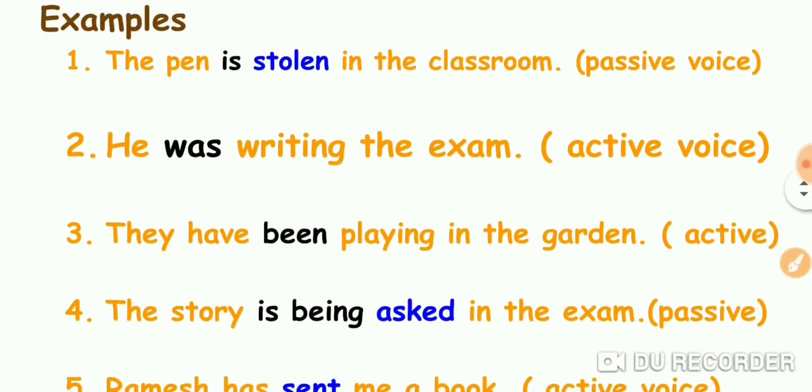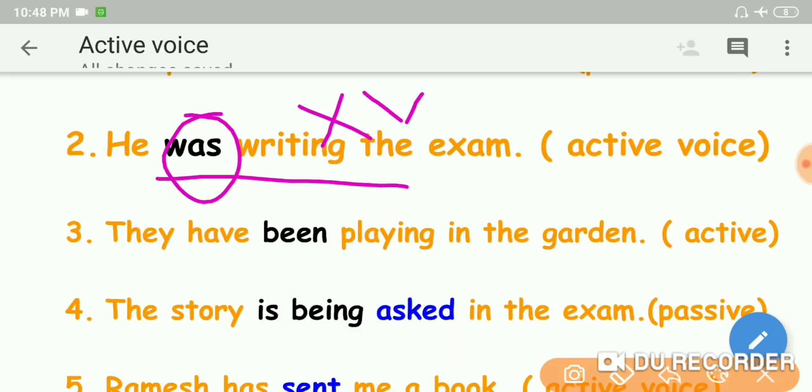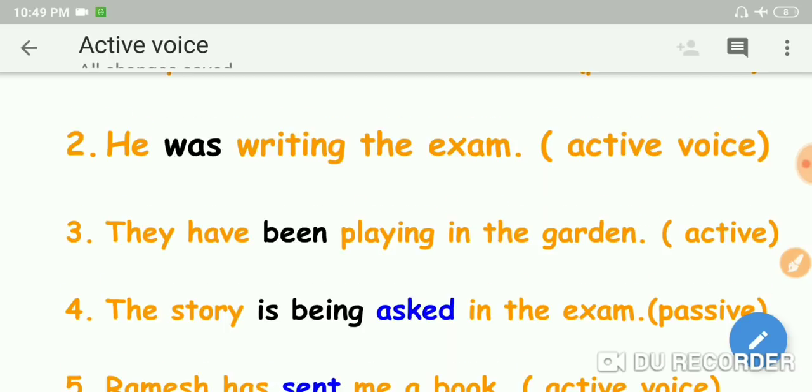Like that, in the second example, he was writing the exam. See here, he was writing the exam. We have only one to be verb. At the same time, we don't have a V3 form, my dear friends. This is V4. So that's why this sentence is not a passive sentence. If you want to call the given sentence passive, there must be one to be verb and one V3 form of the verb. That's why this sentence is an active sentence or active voice, my dear friends.